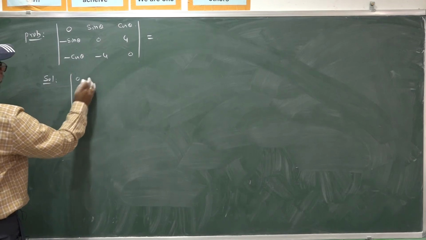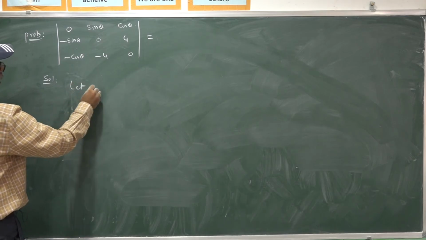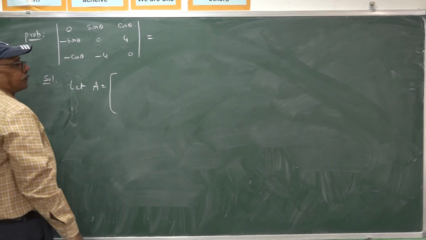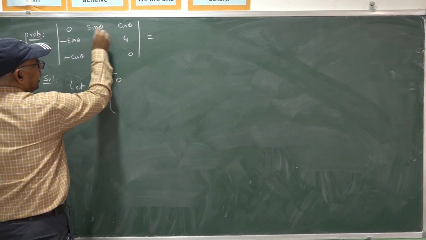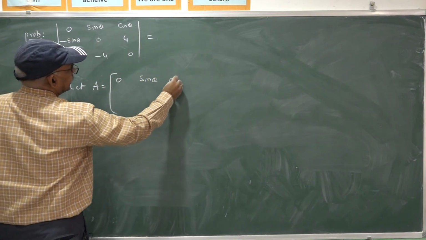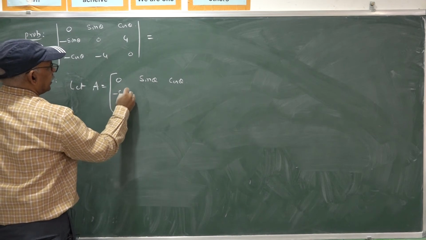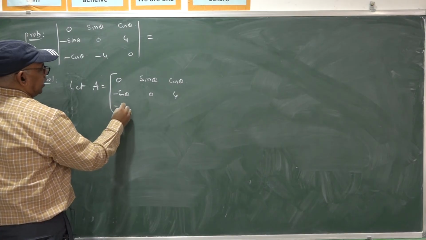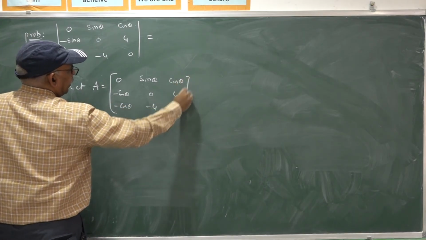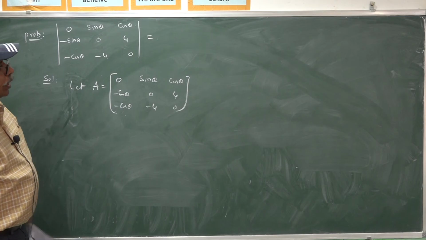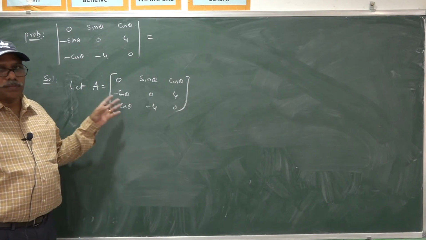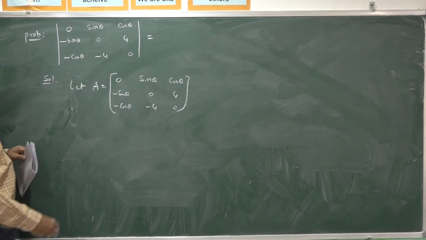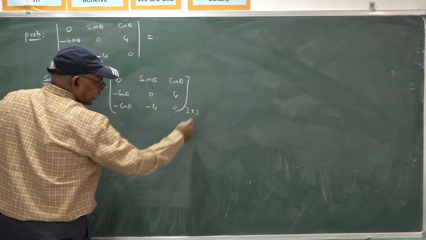Clearly, let A equal the determinant. The matrix A is defined with the elements 0, sin theta, cos theta, minus sin theta, 0, 4. It is a matrix, hence I am writing the given elements of the determinant as elements of the matrix. Let that matrix be A. Clearly, this is of order 3 by 3.